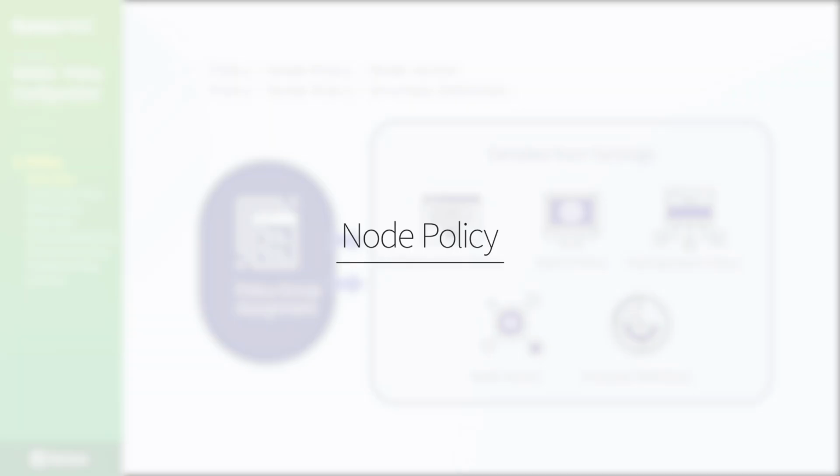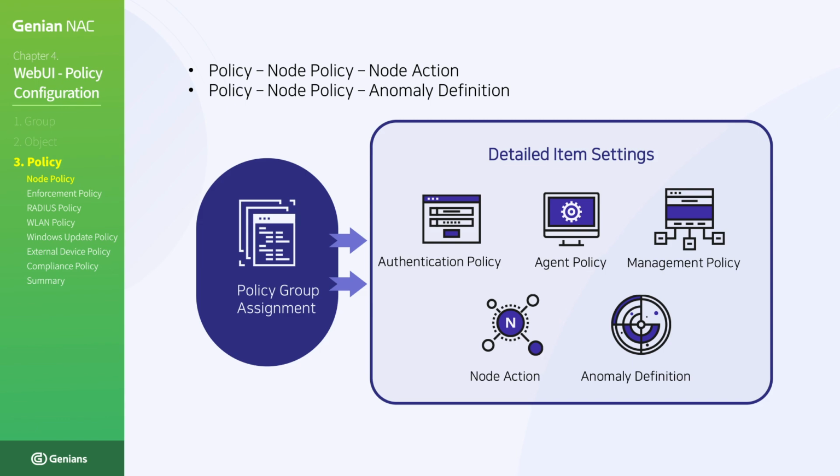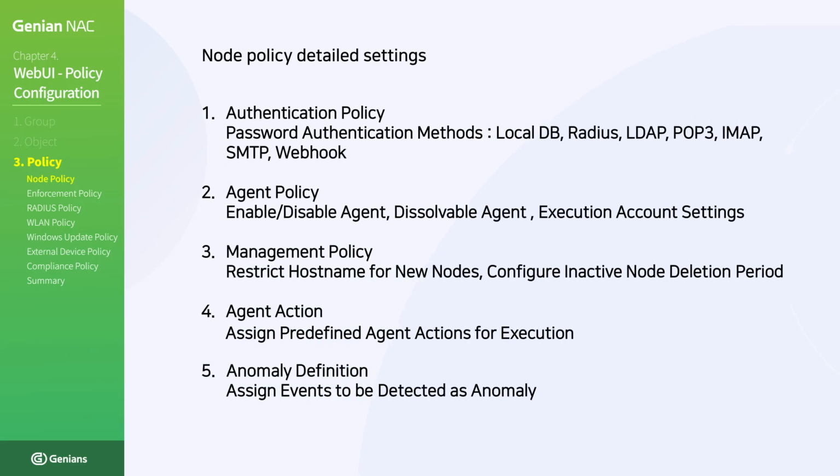Let me explain the first policy part, node policy. The node policy assigns a policy group to specify the target nodes for enforcement. It is created by configuring the following elements: authentication policy, agent policy, management policy, node action, threat detection. Once these settings are completed, the policy is generated. Let me explain the detailed components of the node policy.